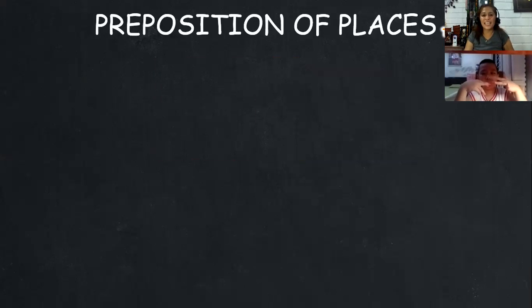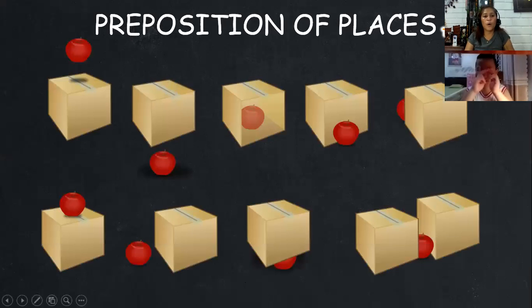Preposition of places. Do you know what this place is? Okay, now. Where is this? It's a box. Look at the box. And this is the apple. Let us see. Where is the apple? In the box. Teacher Anne is singing now. Where is the apple? In the box.